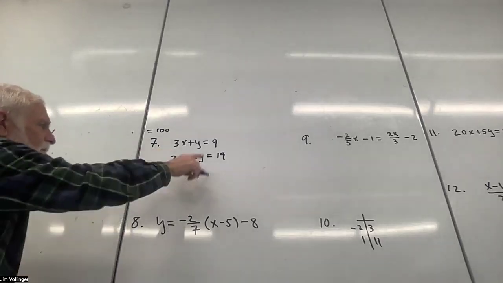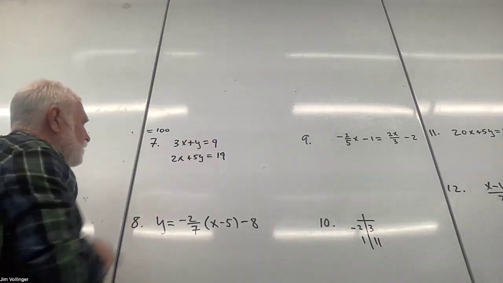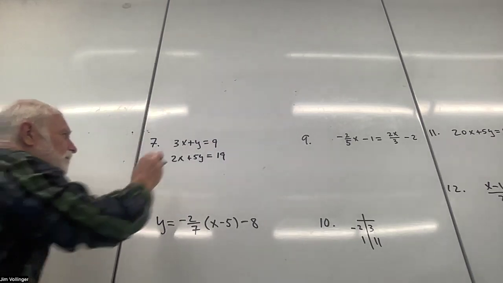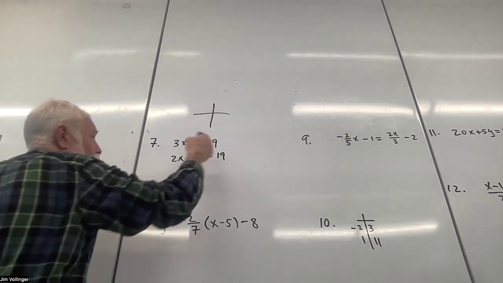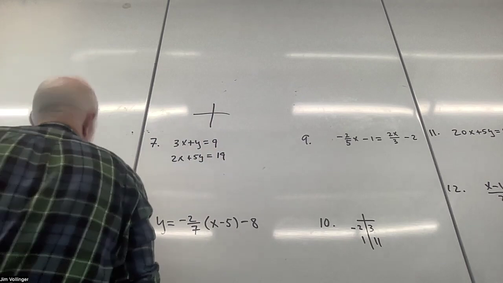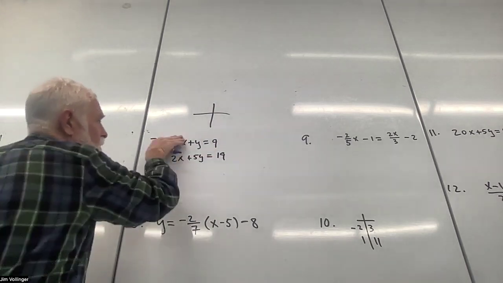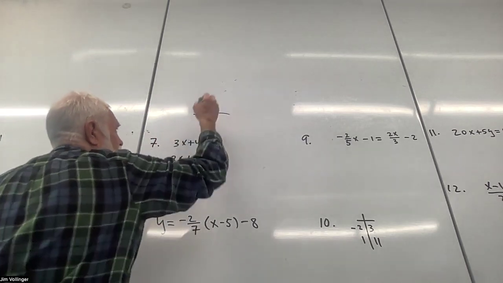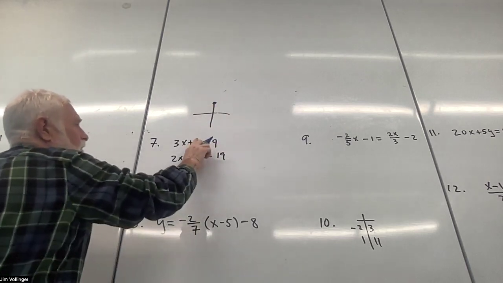3x plus y equals 9, 2x plus 5y equals 19. Doesn't hurt to get a little feeling for right answers. So the standard form, that was problem number, well, I haven't done that one yet, but it's coming. So let's put a 0 in for x. You get a y-intercept of 9. That's 9 units. Put a 0 in for y.